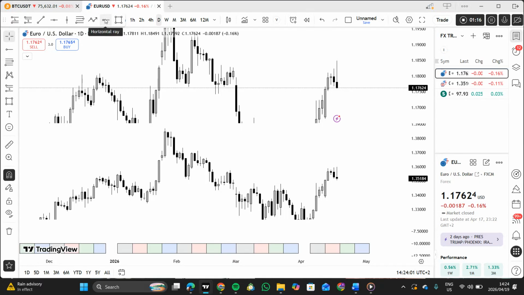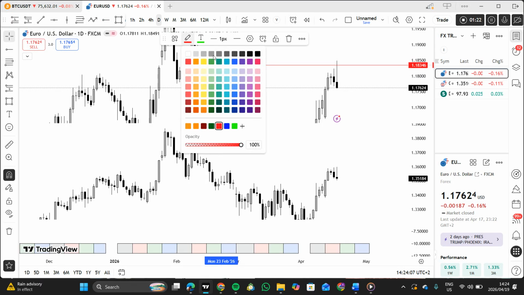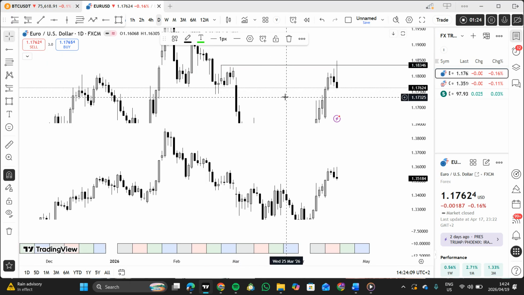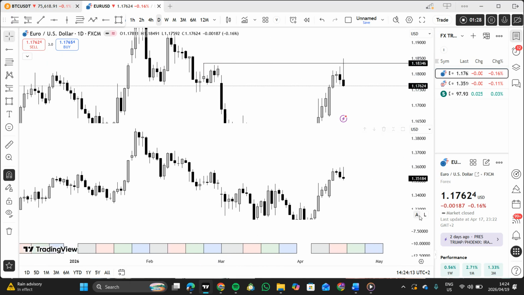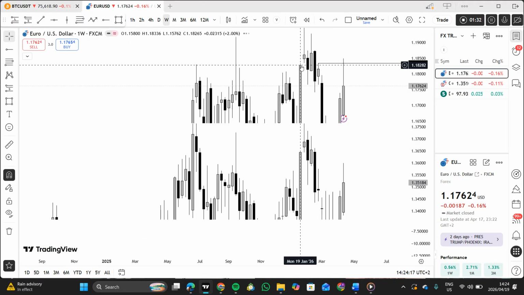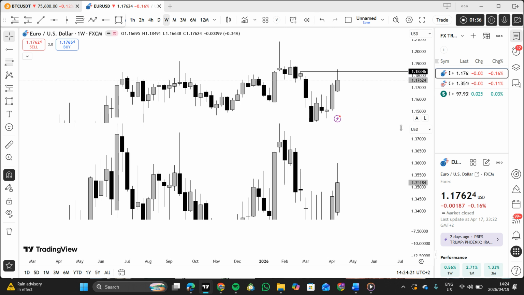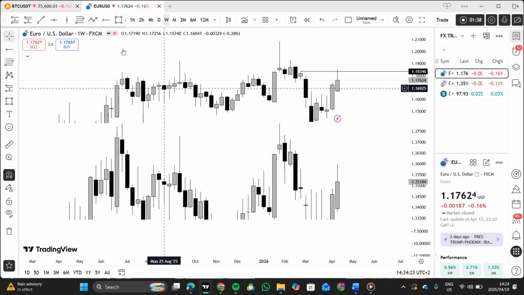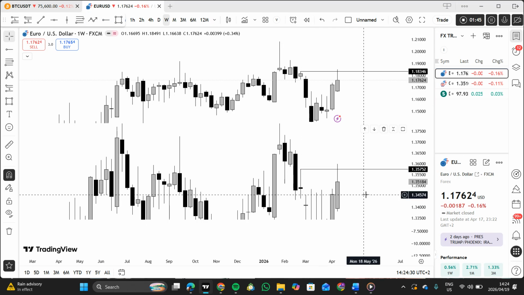So first thing first, you need to go ahead and mark your key level off. Okay, so this was the key level that I was anticipating the market to reverse at. Plus, if I go on the weekly time frame, I'm looking for a key level to trade off over here on the GBP USD.